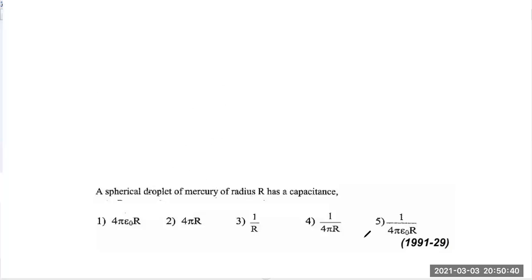Right, the next question is from year 1991, 29th. A spherical droplet of mercury of radius r has a capacitance. Capacitance means how much charge it can store for 1 volt. That is what capacitance is, no? Right? So if you take a sphere, this is this equation. If you can remember it, it will save your time a lot.